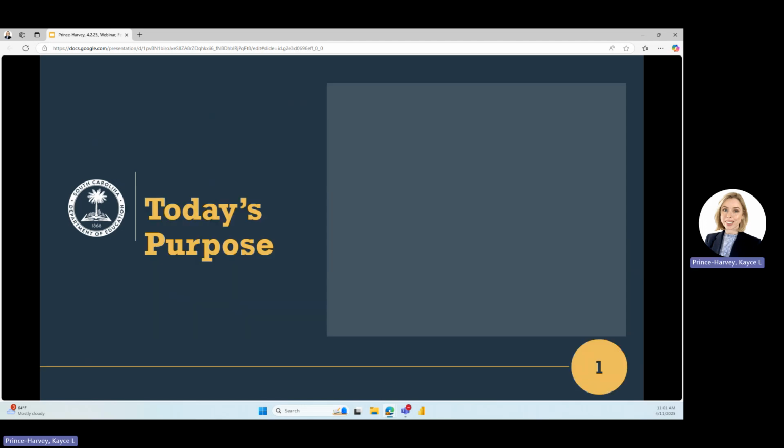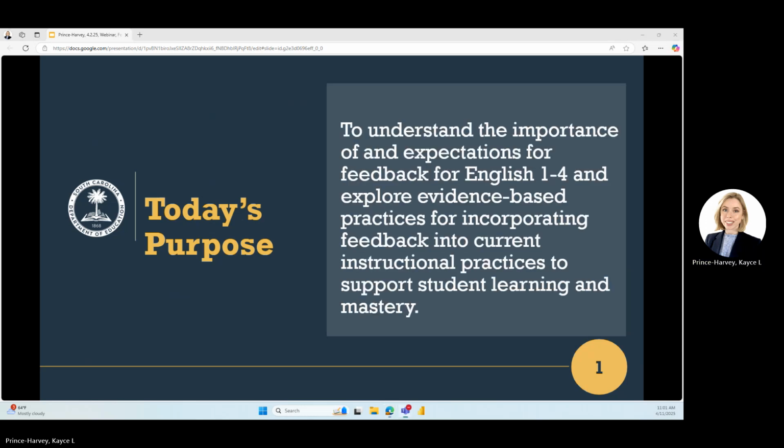Let's go ahead and start with today's purpose. Our purpose for today is to understand the importance of and expectations for feedback for English 1 through 4 and explore evidence-based practices for incorporating feedback into current instructional practices to support student learning and mastery. You see on this slide, there is a number at the bottom of the screen. That's number 1. That corresponds to box 1 in your note catcher.